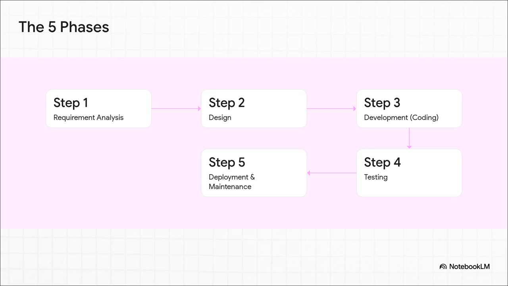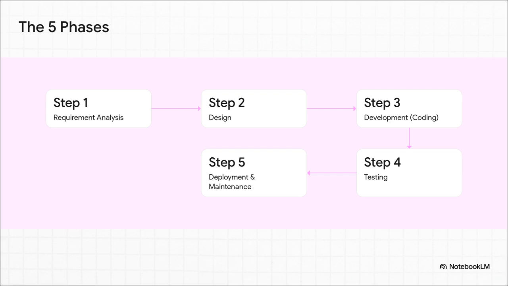At its very core, the SDLC is made up of these 5 fundamental stages. First, you have requirement analysis. That's just figuring out what you're supposed to build. Then comes design, which is planning out how you're going to build it. Next up, the fun part, development, or the actual coding. After that, and this is crucial, you have testing to make sure it all works like it's supposed to. And finally, you release it into the wild and keep it running smoothly with deployment and maintenance.